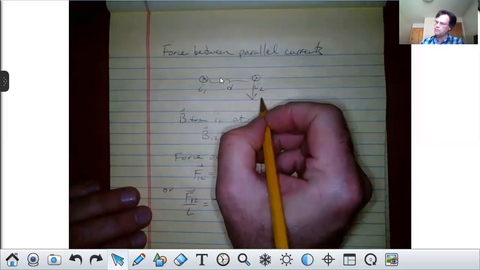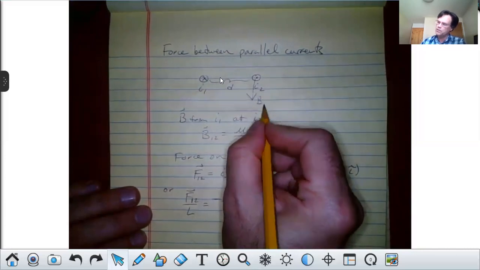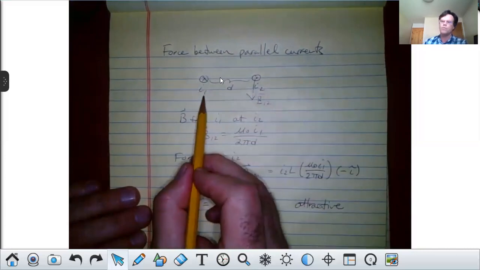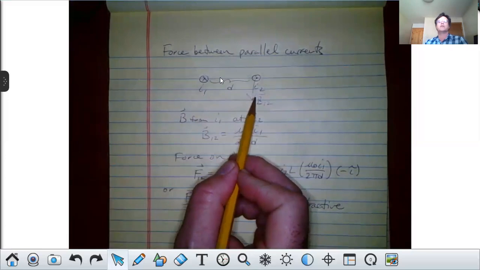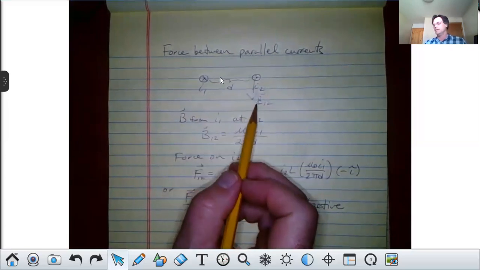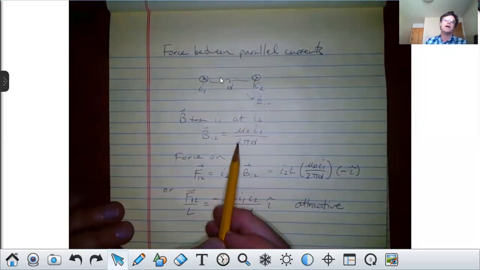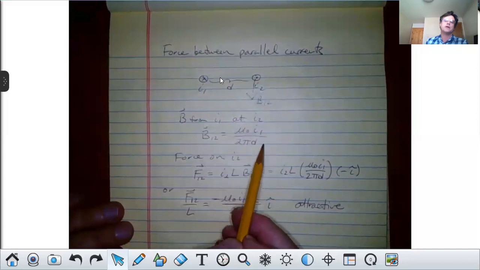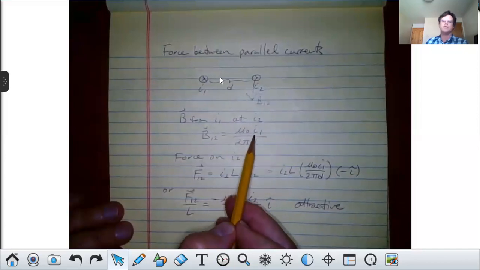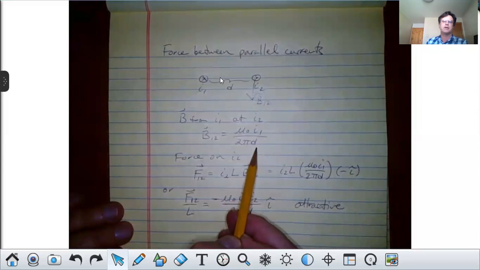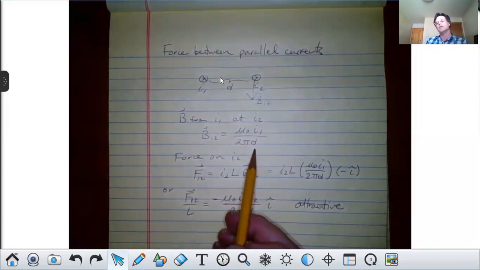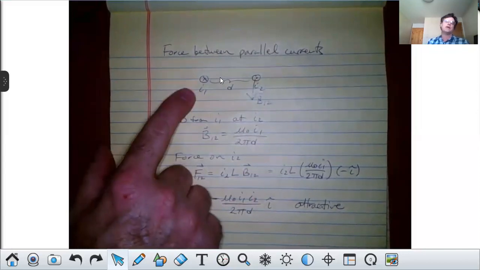So I'm going to call that B12, right? It's the magnetic field from current 1 at current 2. So it's pointing down. And we can calculate the magnitude just from our formula for a long straight current: u0 I1 over 2 pi d. And so this magnetic field is created by current 1.